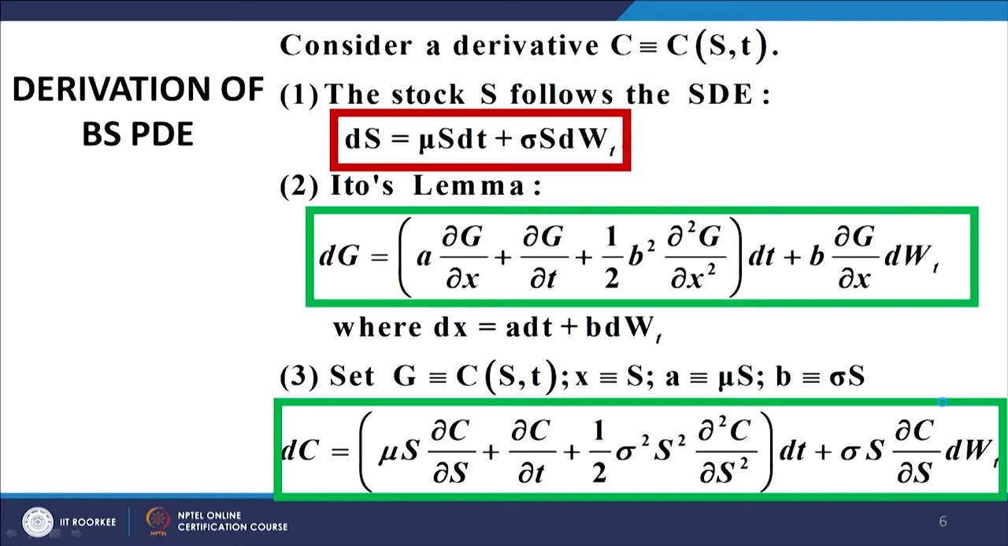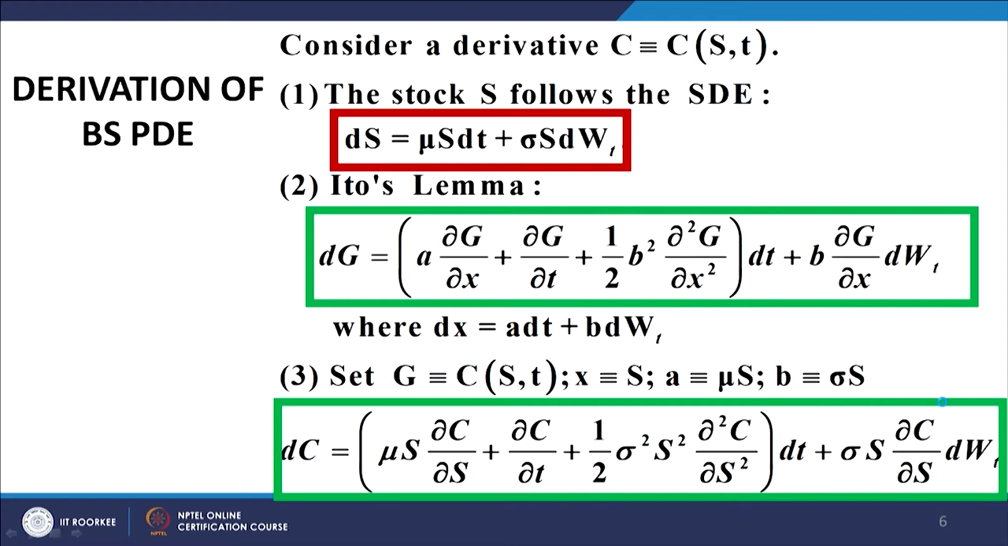Remember, dwt is the infinitesimal Brownian motion increment. We also have proved Ito's lemma, for the total derivative of a function of a continuous, at least twice differentiable, function of a stochastic variable, and maybe explicit dependence of time is also there. The important thing is that x is a stochastic variable following the stochastic differential equation dx is equal to a dt plus b dwt, and if g is a function of x and t, then dg is given by the expression given in the green box here.